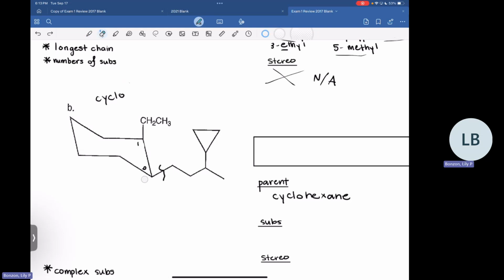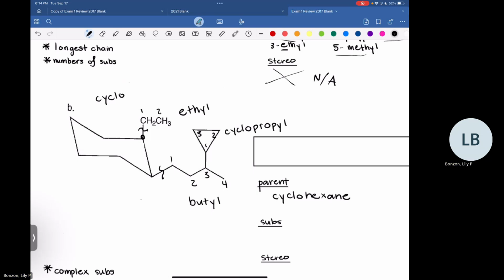So then moving on, we just have to do our substituents now. At this carbon right here, we have a 1-2 carbon chain, so that's going to be an ethyl. And then down here, we have a 1-2-3-4 carbon chain. That's going to be a butyl. And this one is actually going to be a complex substituent because it has a substituent of its own. Off of that 3 carbon, we have a cyclopropyl, 1, 2, 3, and it's in the ring structure, so it's a cyclopropyl. So we'll call that 3-cyclopropyl because it's coming off of the 3rd carbon of that butyl chain.